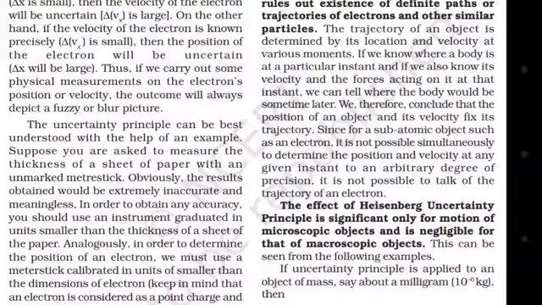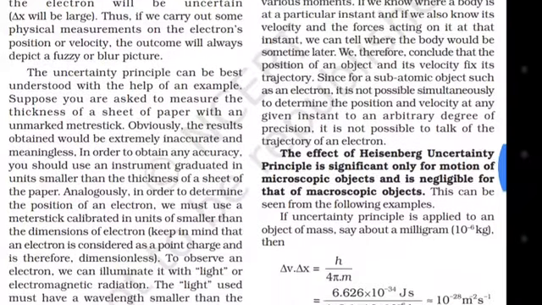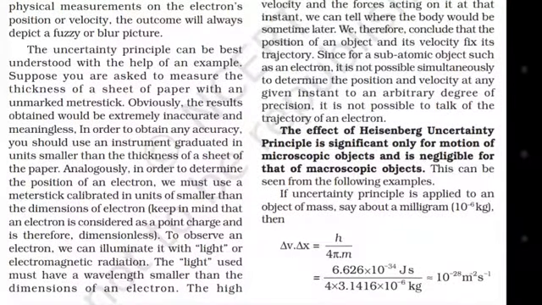Since for a subatomic object such as an electron, it is not possible simultaneously to determine the position and velocity at any given instant to an arbitrary degree of precision, it is not possible to talk of the trajectory of an electron. The effect of Heisenberg uncertainty principle is significant only for motion of microscopic objects and is negligible for that of macroscopic objects.